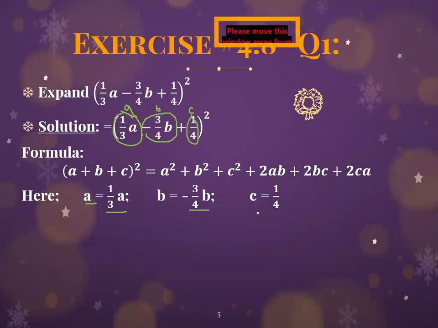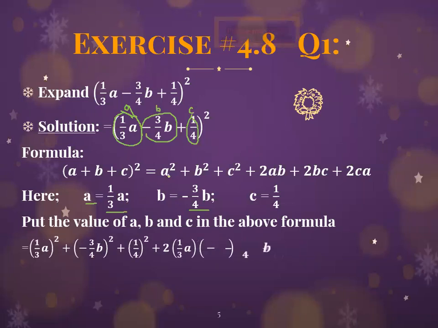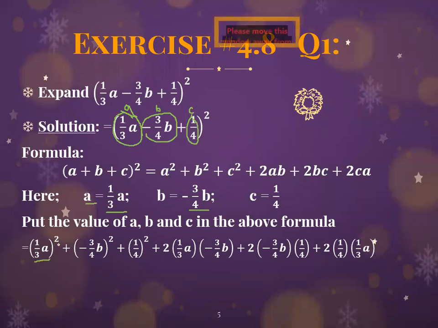Now what you will do, you will put the values of a, b and c in the above formula. Means here in this formula you are going to put the values of a, b and c. You will put each and every value inside the bracket, just like this. Here you have a square, so first you will write down here (1 upon 3a) whole square. Then you will write the plus sign. Why plus? Because in the formula you have plus.